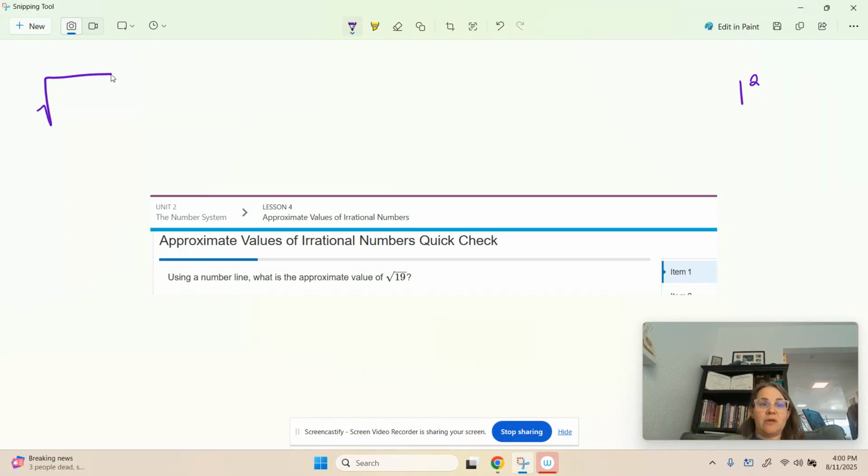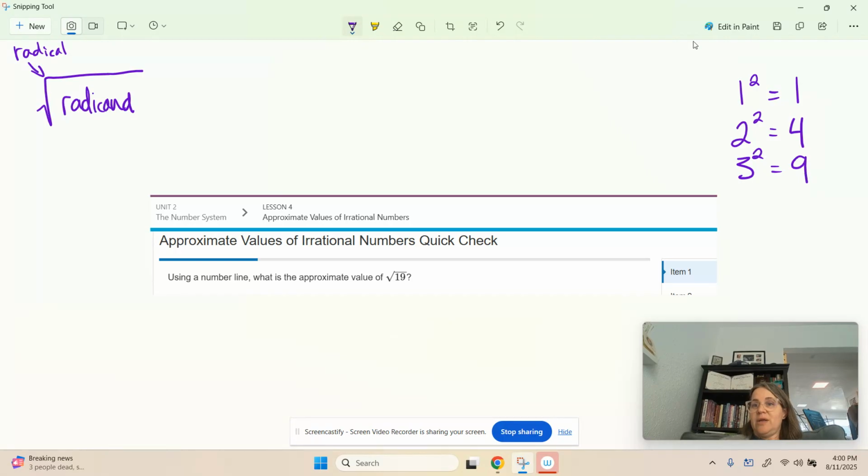And remember, this is called the radicand, the number under the radical sign. And then this is the radical. So the radicand is the thing that we are unsquaring. Okay, since 1 squared is 1, 2 squared is 4, and so on, what we're looking for here is a perfect square that 19 is greater than and another one that 19 is less than.